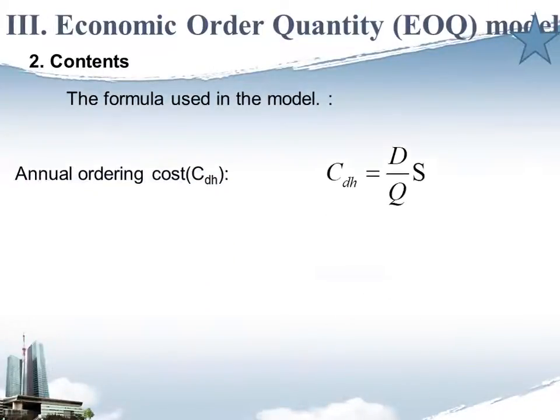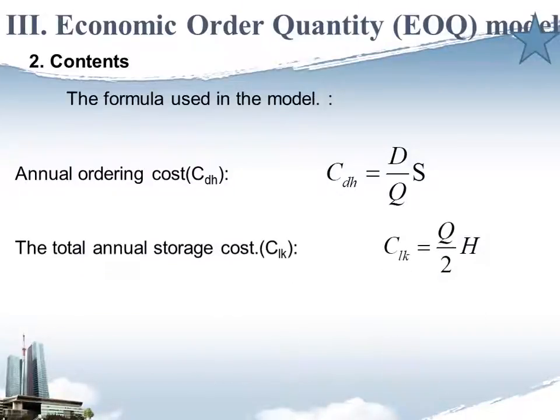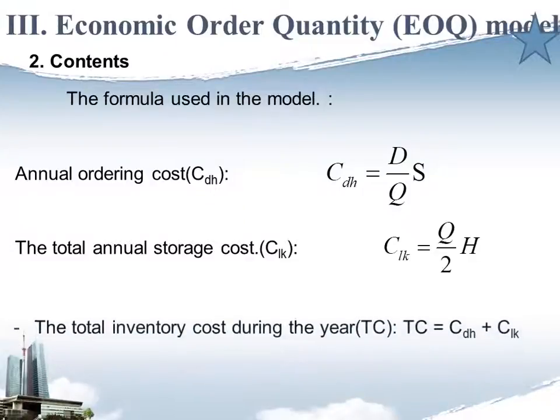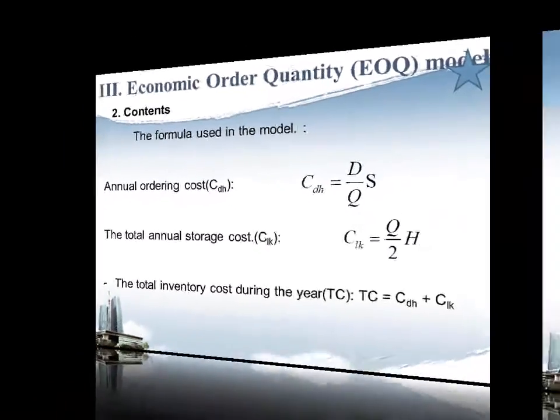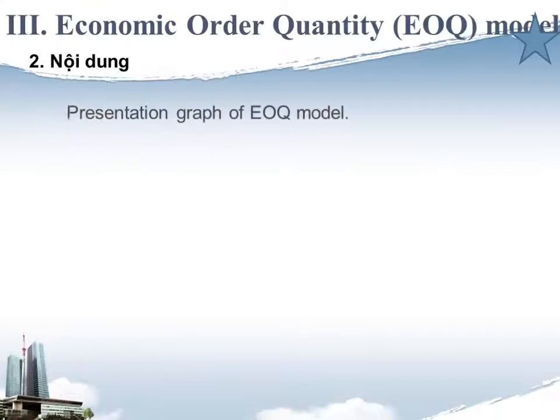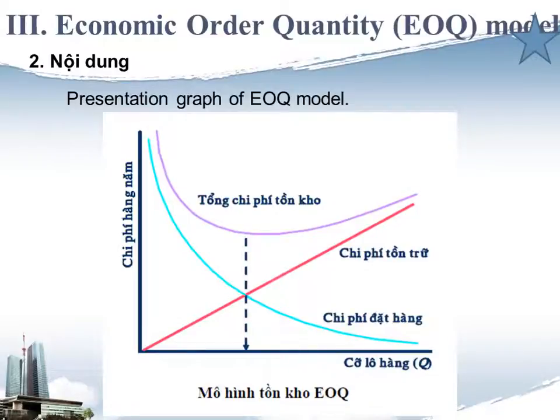First, annual ordering cost CTS. Next, the total annual storage cost CLK, and the total inventory cost during the year TC is calculated by the annual ordering cost plus the total annual storage cost. The picture shows the representation graph of the EOQ model and the storage rate of EOQ.